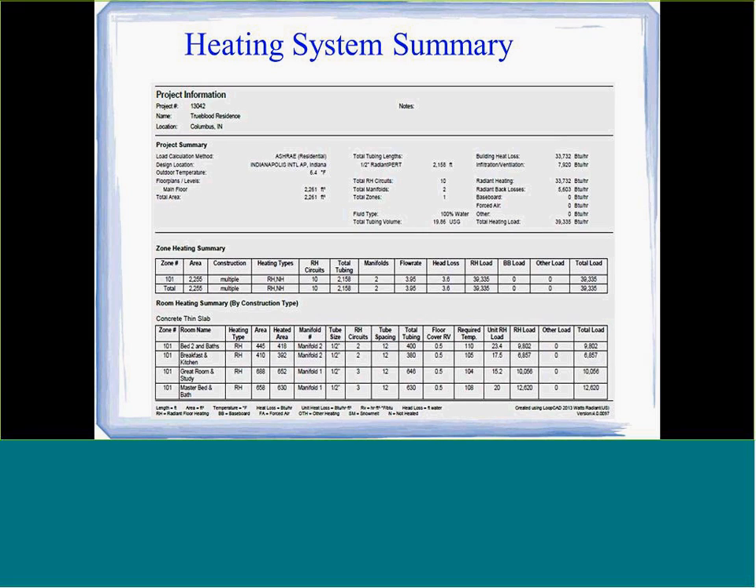It will give us the feet of head, the head loss, and the flow rate so that we can size our pump. It also gives you the total gallons of water in the system so that we know how much water's in the system. We can size our expansion tank from that.